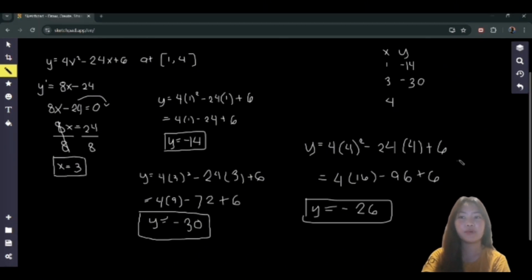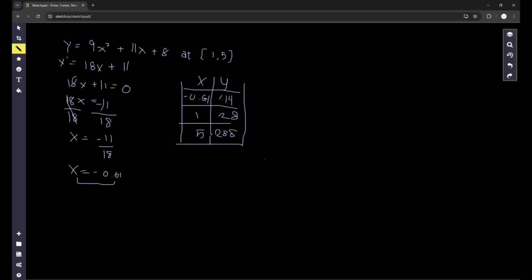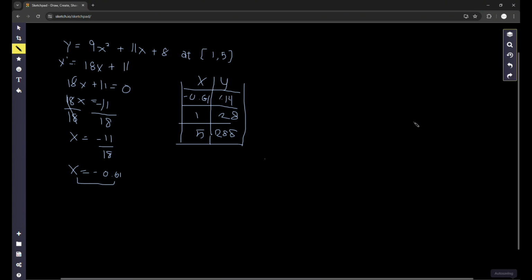The maximum point of the given equation is 4 and negative 14, while the minimum point of the given equation is 1 and 30. Now let's have y is equal to 9x squared plus 11x plus 8 at positive 1 and positive 5. First we get its derivative. Y prime is equal to 18x plus 11.